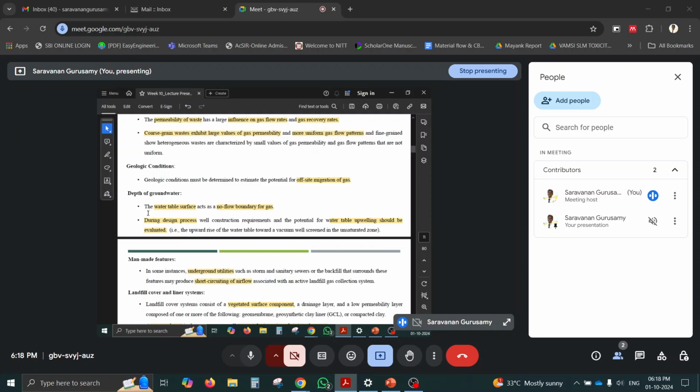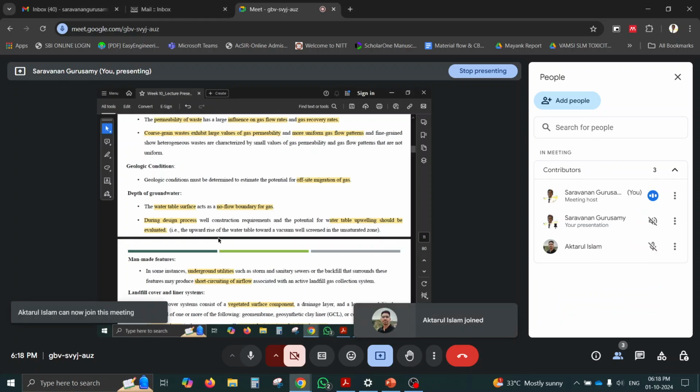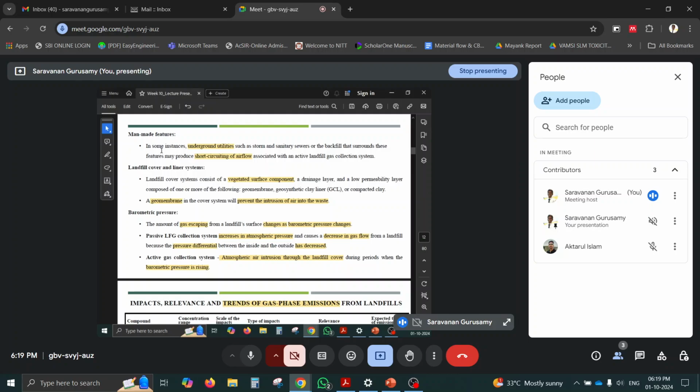Then depth of the groundwater. The water table surface also acts as a no flow boundary for gases, because whenever the water table is there, the gas flow will get restricted. So the water table acts as a no flow boundary for the gases. And during the design period, this water table upwelling will be assessed, and it will be taken into consideration during the design process. Okay.